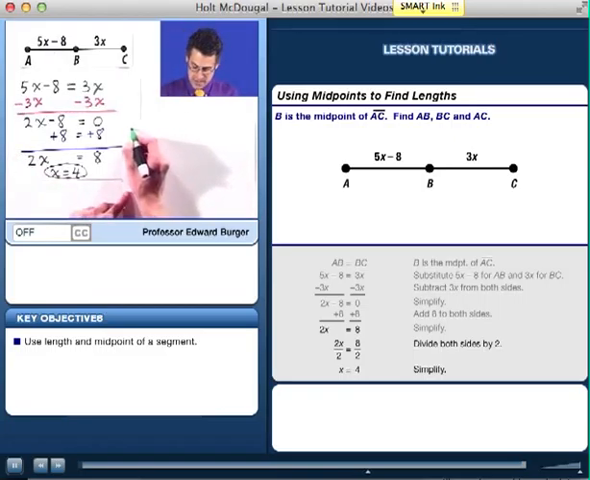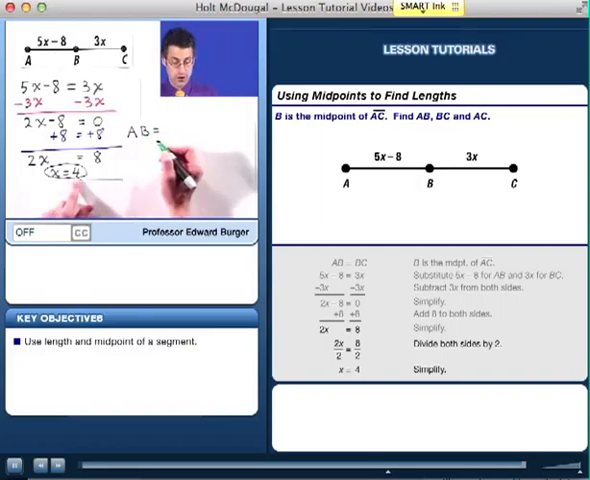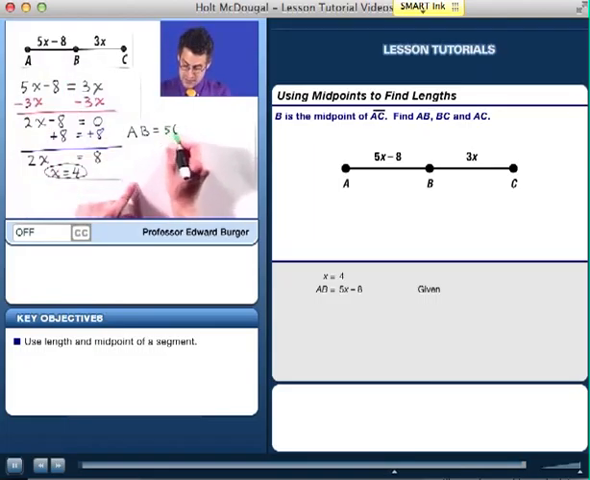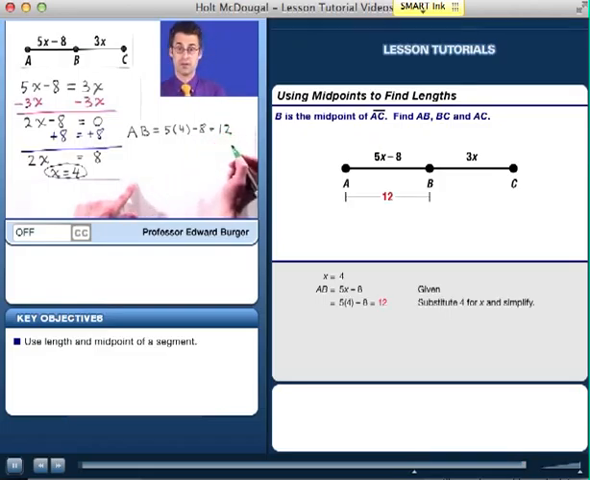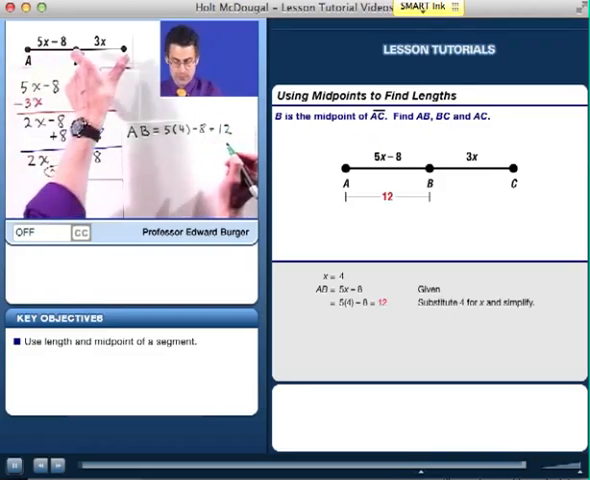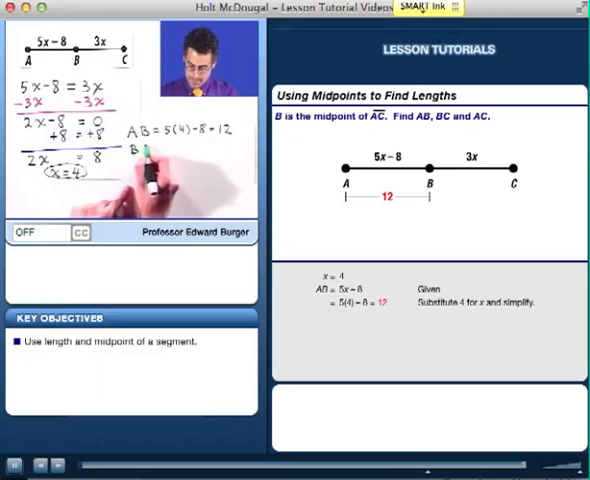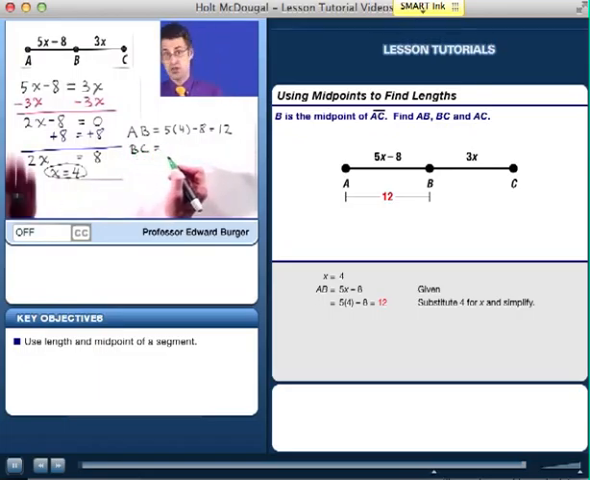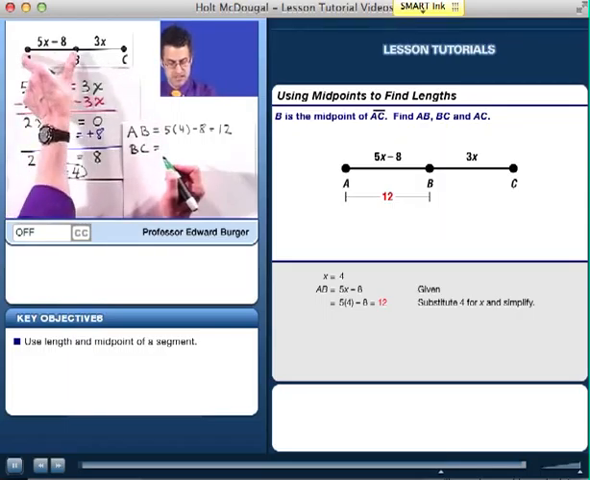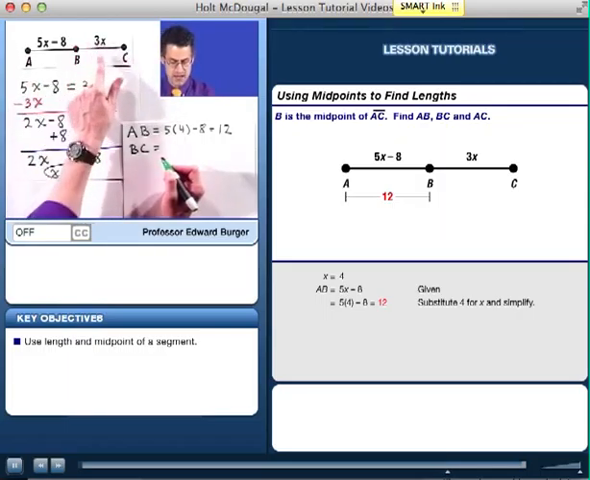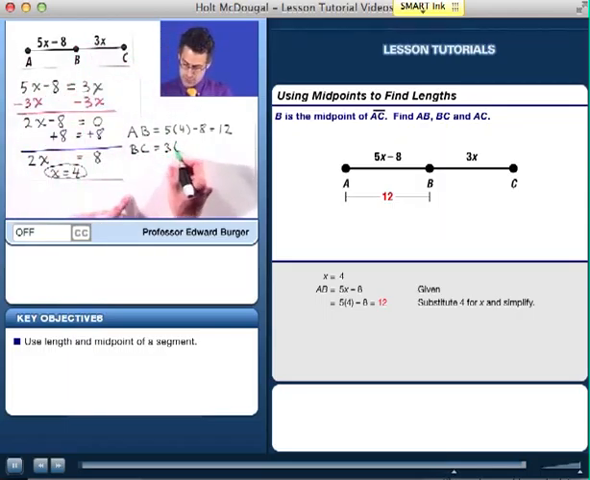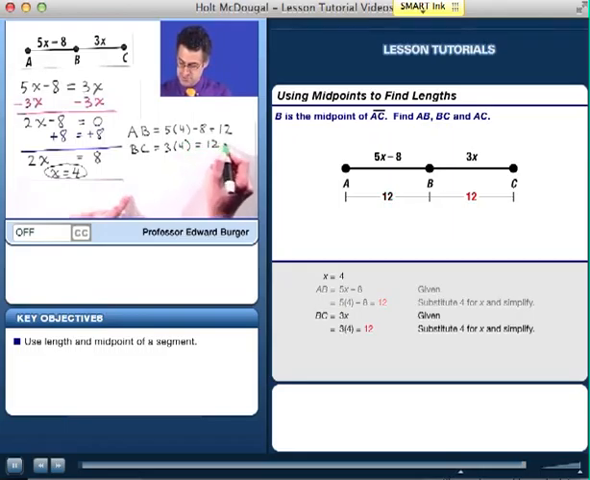So if we figure out the lengths, what is the length AB? Well, what I do is take x equals 4 and plug it in. So I see 5 times 4 minus 8. Well, that's 20 minus 8, which equals 12. So this length is 12. Now, we can check and see what the length of BC is, but we know it should be 12 unless we made a mistake because B is the midpoint. But is it? 3 times 4, it is 12. So it looks really good to me.